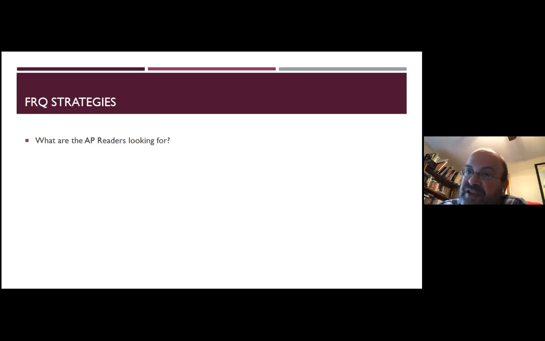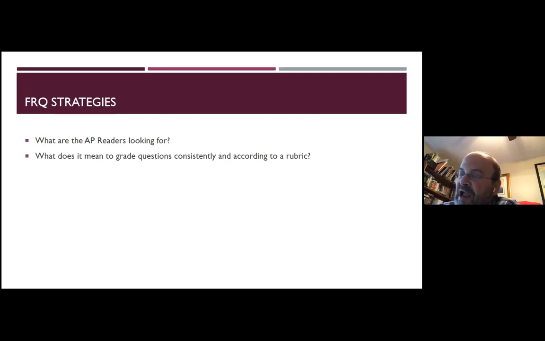So let's think about what AP readers are looking for. We are looking for communication. We're looking for consistent statistical communication. What the readers have to do is grade student responses consistently and according to a fixed rubric. Even if Mr. Shrager doesn't agree with every word in that rubric, it is vital that every reader is grading identically. That means that there are decisions that are going to be made about what we're looking for in a student's answer and what we're not looking for.